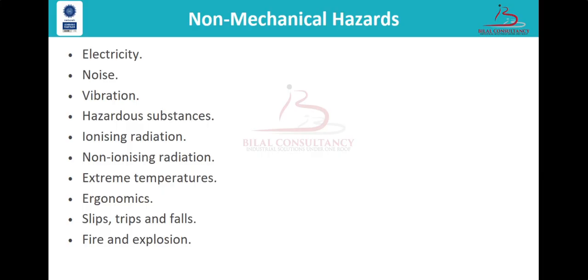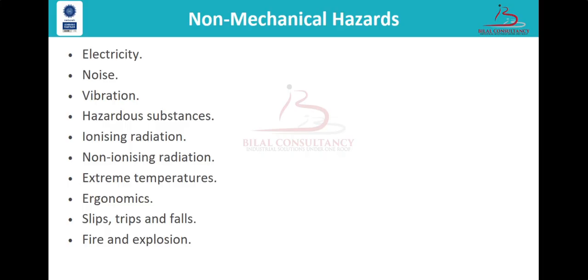The non-mechanical hazards of machinery are electricity, noise generated by machinery, vibration generated by machinery, any type of hazardous substances involved in the operations of machinery, ionizing radiation produced by the machinery, non-ionizing radiation, and extreme temperature caused by the operation of machinery, and ergonomics requirements during the operation of the machinery, slips and falls due to the operation of the machinery, and fire and explosion hazard due to the operation of machinery. These all are the non-mechanical hazards.